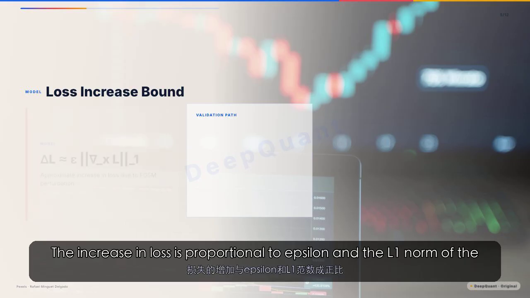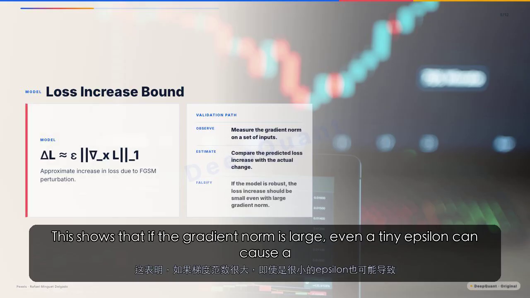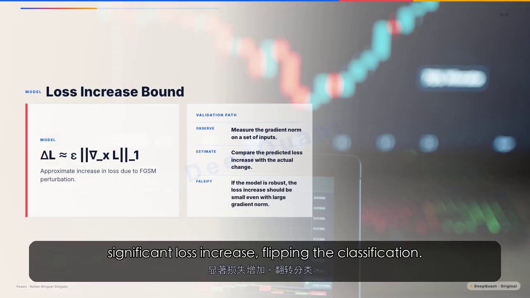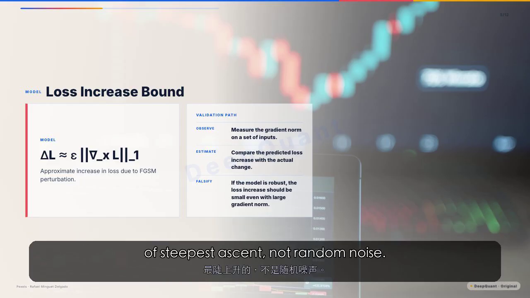The increase in loss is proportional to epsilon and the L1 norm of the gradient. This shows that if the gradient norm is large, even a tiny epsilon can cause a significant loss increase, flipping the classification. This is why adversarial examples are so effective. They exploit the direction of steepest ascent, not random noise.